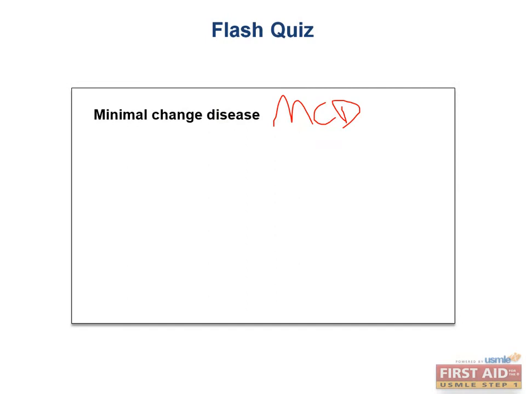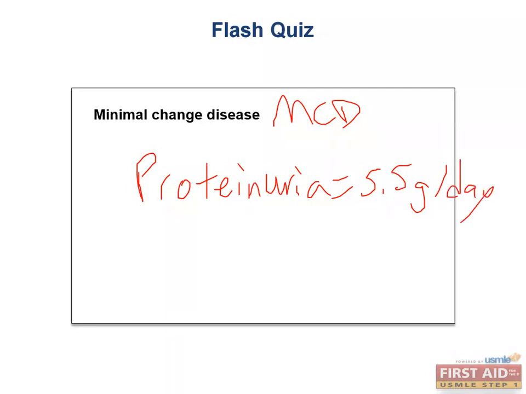But more importantly, the patient has proteinuria of 5.5 grams per day, which is more than 3.5 grams per day. So that is the sign that it is more consistent with nephrotic syndrome. Since this is a kid and it's happening after an infection, and we see this high level of proteinuria without hematuria and fever, the most likely cause is minimal change disease.